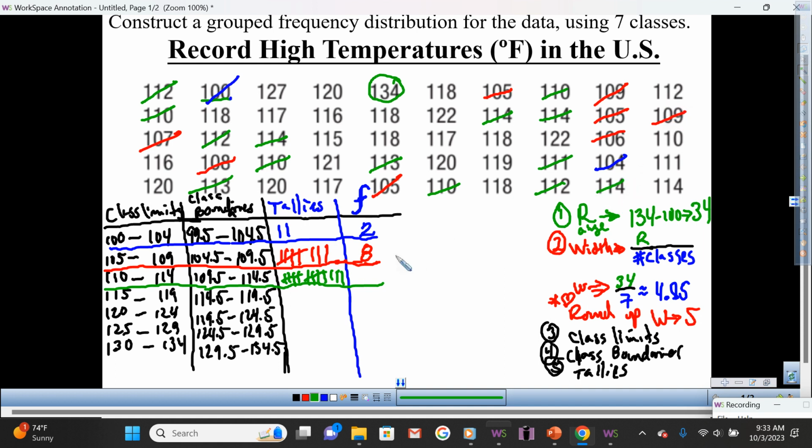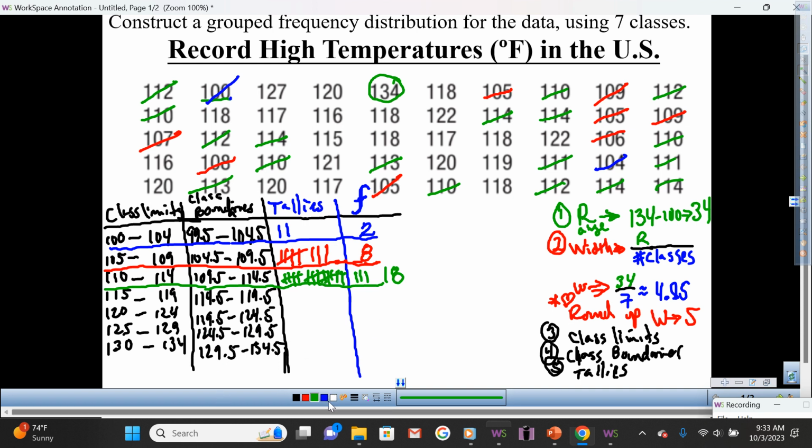114, that's 14. And then we got 112. Then I got 1, 2, and 3. 1, 2, 3. So a total of 5, 10, 15, 18 on the next one. Yeah, let's go.